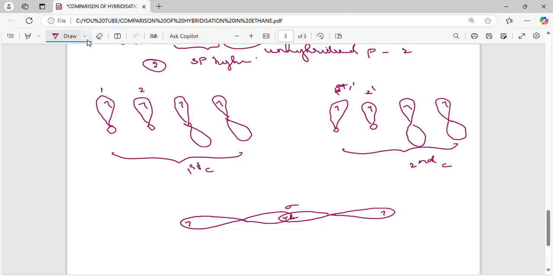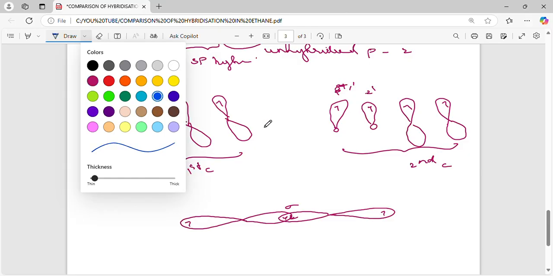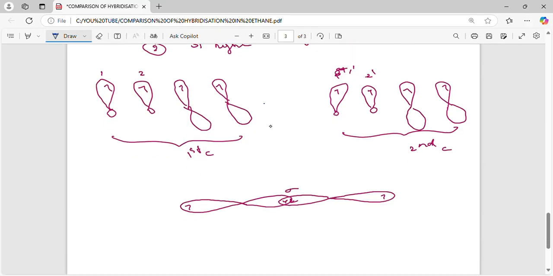Now that remaining hybridized orbital combines with a hydrogen atom. There are two hydrogen atoms. One hydrogen atom will overlap with one hybridized orbital of the first carbon. Similarly, the second hydrogen atom will overlap with the second hybridized orbital of the second carbon, leading to pairing of electrons and giving a sigma bond between carbon and hydrogen. This is hydrogen, and the middle one is carbon. So here I have explained how the carbon-carbon sigma bond and carbon-hydrogen sigma bonds are formed.